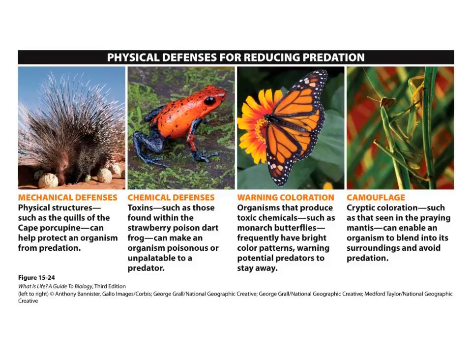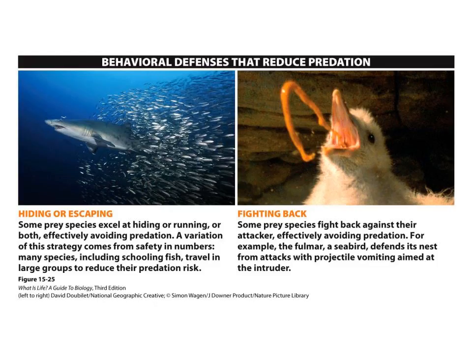Prey have adapted defenses to avoid predation. There are physical defenses, like physical structures, such as the quills on this porcupine, toxins on the skin of these poison dart frogs, coloration that says, hey, you don't want to eat me, stay away, or even camouflage so the predator can't see the prey in the first place.